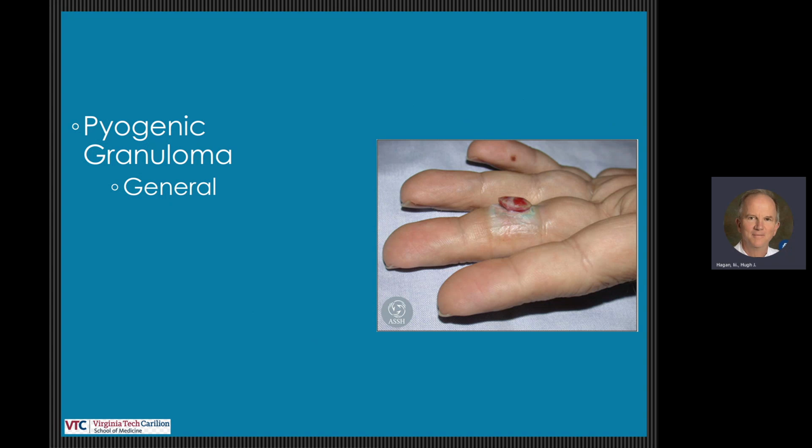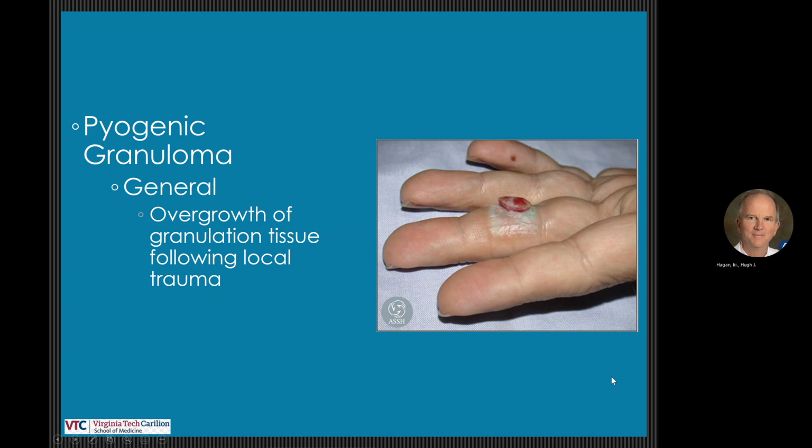Pyogenic granulomas are common vascular lesions of the hand following local trauma. There's an overgrowth of granulation tissue. It's very friable. It bleeds easily. It's often a very messy thing, particularly if it's already been treated with silver nitrate. Then it tends to bleed frequently and be black in appearance.